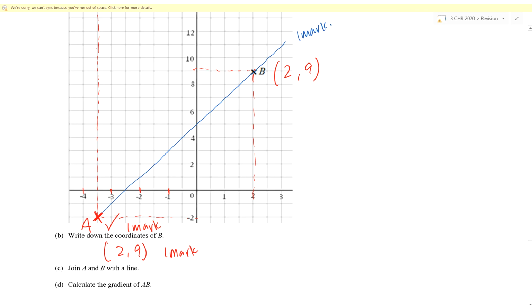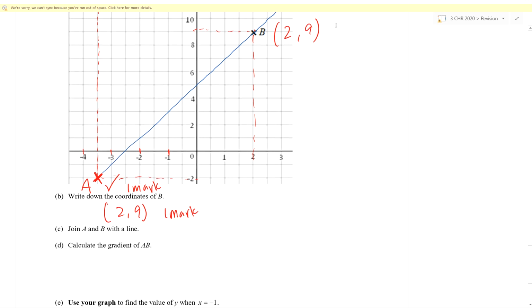Calculate the gradient of AB. Now we finally have a question on calculation of the gradient. Previously it was all state. So what is the formula for gradient? Gradient equals rise over run. Where do we rise from? Top or bottom? Rise from the bottom.